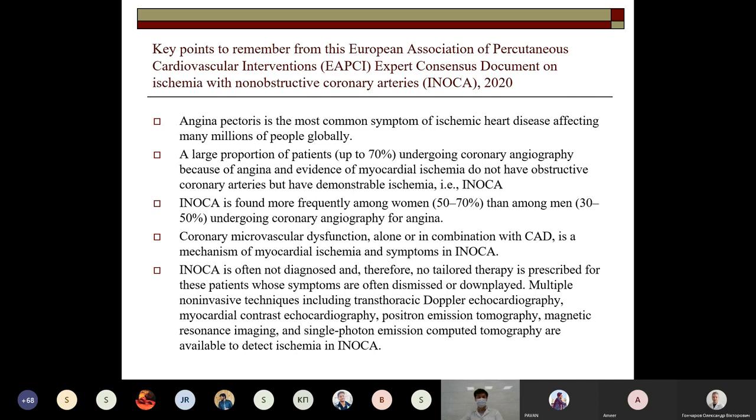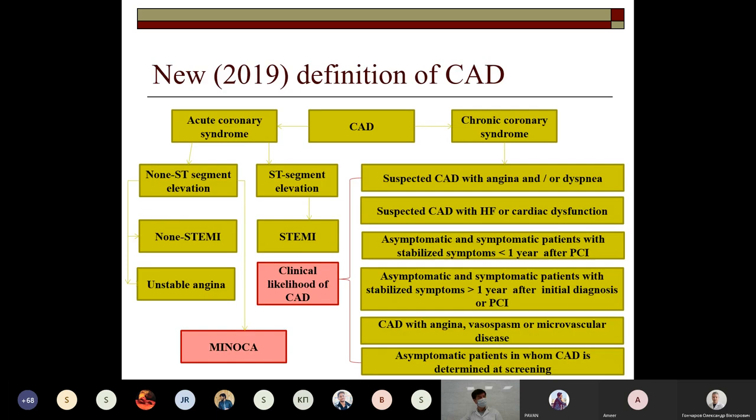Okay, so the new definition, according to the new data from the European Society of Cardiology, is based on the idea that there are at least six scenarios of chronic coronary syndrome. Please be sure that only the first scenario is reported as stable angina according to the previous clinical conception. These scenarios reflect the variability of chronic coronary syndrome clinical states and the prognosis.